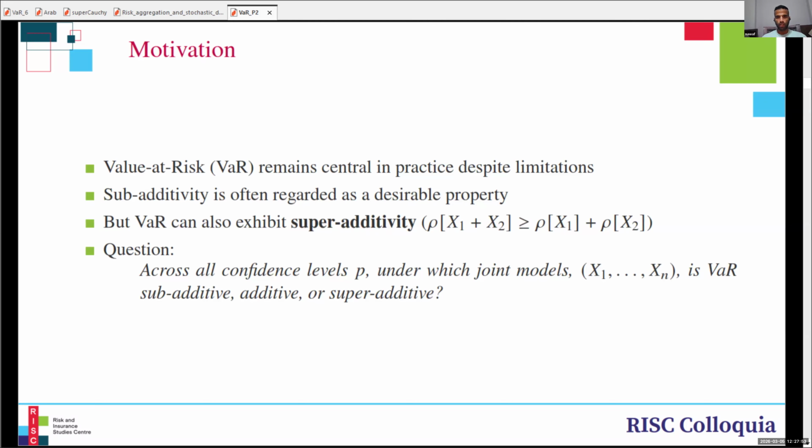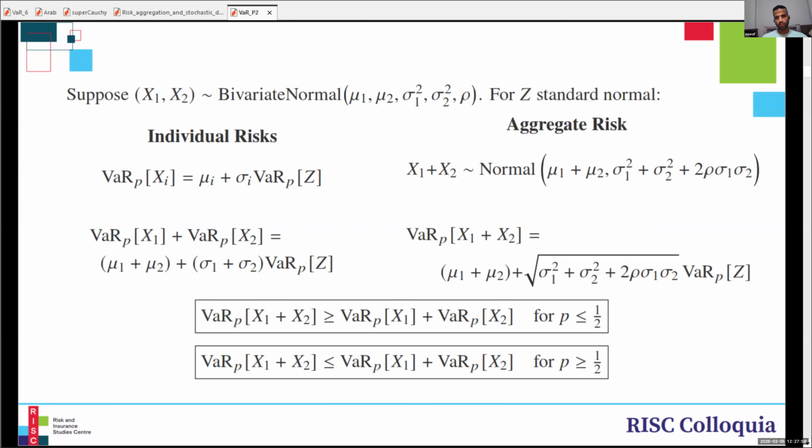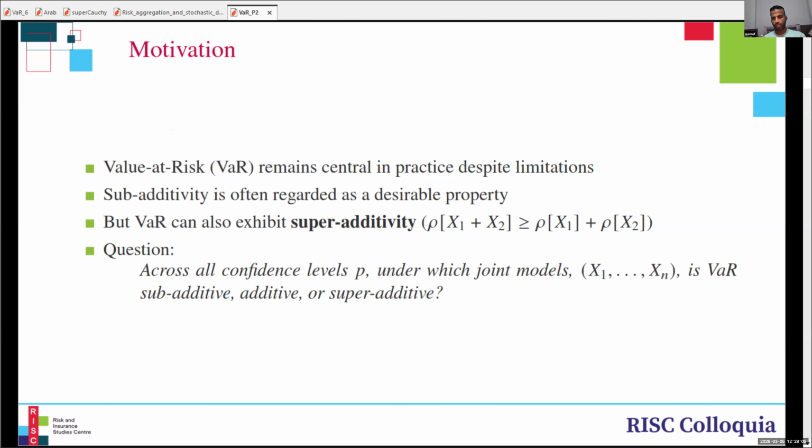Because as we said, var has mixed behavior, right? It is subadditive and superadditive for most models. And now we want to know which models will give us that pure extreme behavior of var, whether it's superadditive, subadditive, or additive.